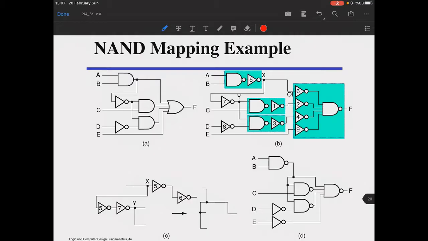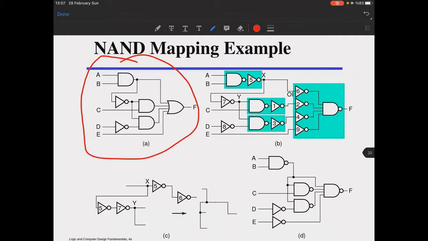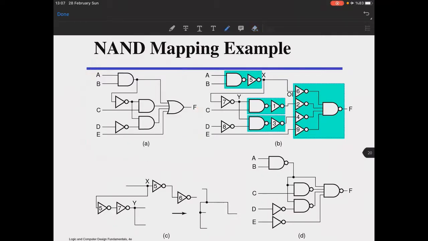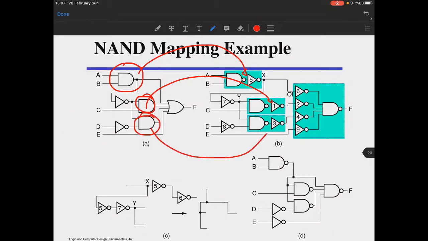Now let's see how it goes. So this is our circuit that should be mapped to NAND gates. And what we do here is replace this one with NAND invert right here. Replace this one with NAND invert right here. Replace this AND gate with NAND invert right here.